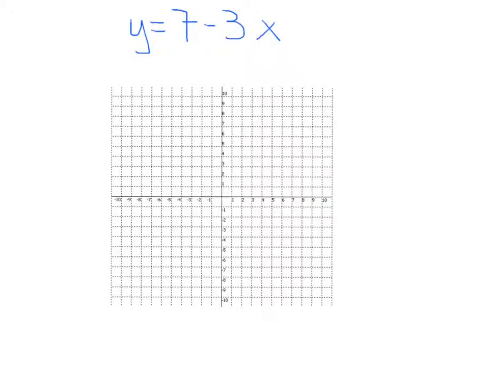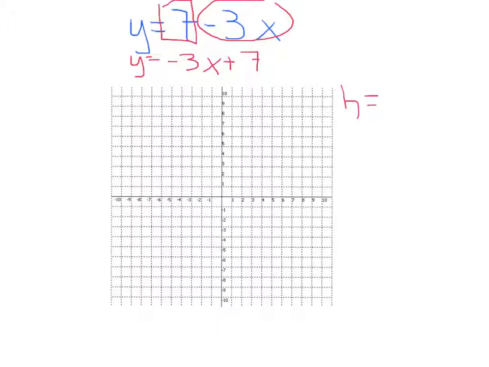Here is our second equation, y equals 7 minus 3x. And it's not exactly in the right form because our slope needs to come first, so let's rewrite it. Y equals, take the sign in front, so it's negative 3x, and it's a positive 7, so plus 7. So my y-intercept is at a positive 7. So on the y-axis, let's put a point at positive 7.